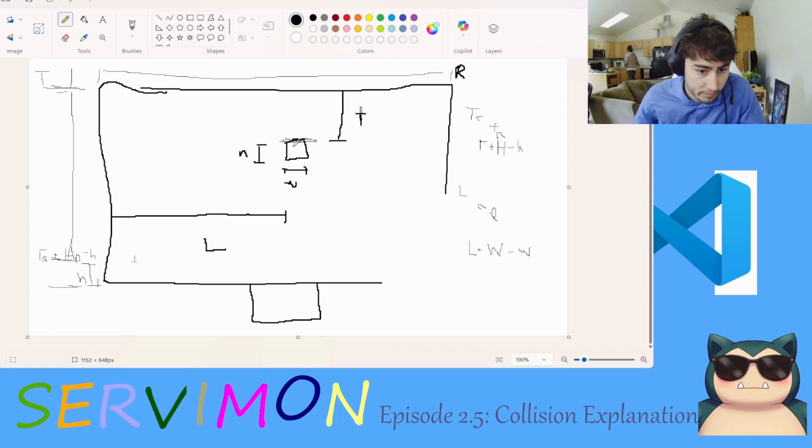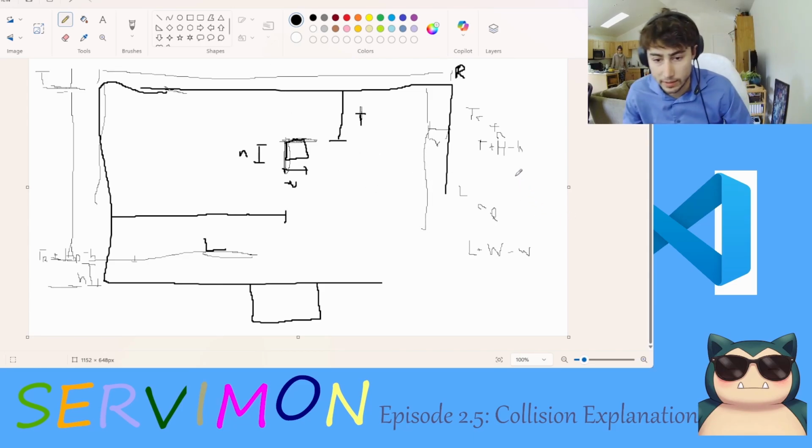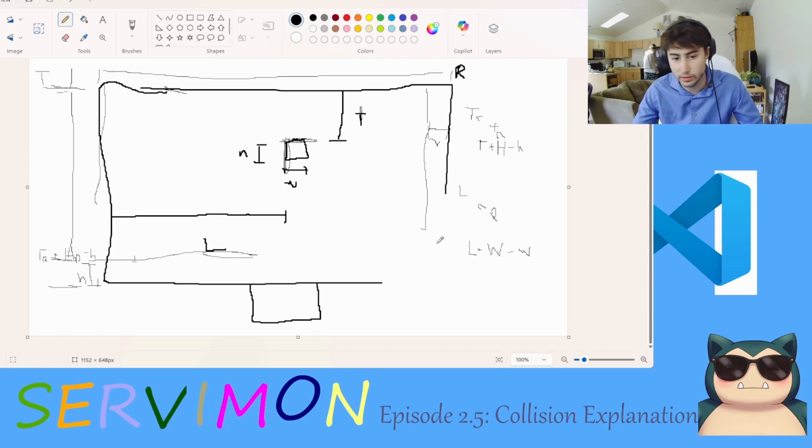And so if this line is between this line and this line, and then we also have this line here being between this line and another line that is offset by W, right? If those two are true, then we are inside this room, okay? So that's one important part we have figured out. Let's just erase this whole ugly mess.